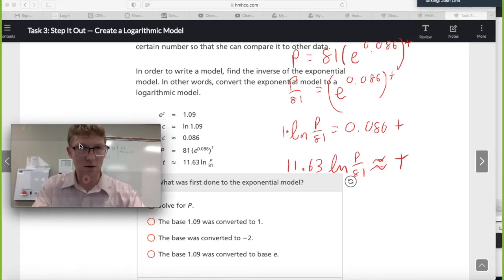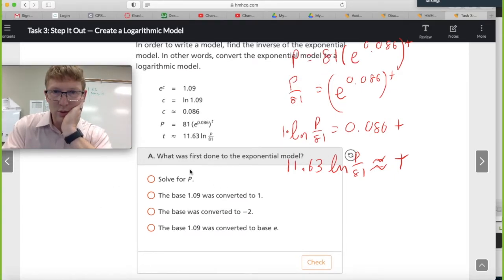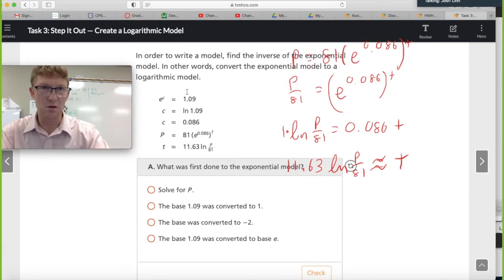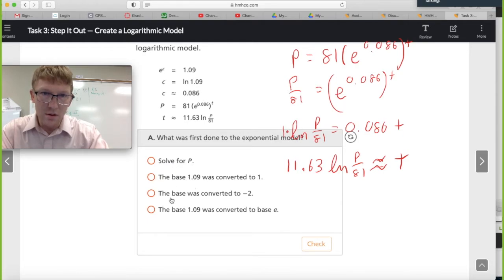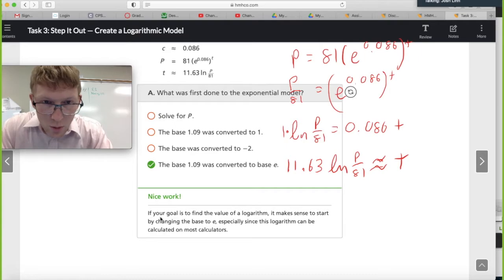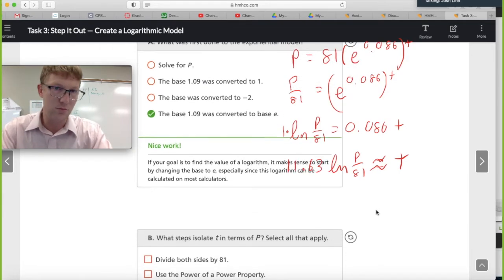So let's get my face out of the way again. Face is always in the way. So what was first done to the exponential model? I don't know. The base was converted to e. So this 1.09 was converted to base e. Maybe this will tell us. If your goal is to find the value of a logarithm, it makes sense to start by changing the base to e, especially since this logarithm can be calculated on most calculators. So it's true.